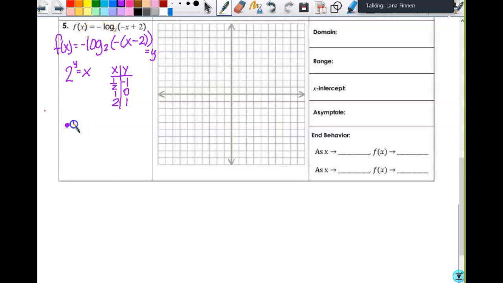This negative right here means I'm reflecting in what? This first one. X. It's affecting y, so I'm reflecting in x. Good. And then I have this other negative. It's inside of here with the x, so it affects the x, which means it's a reflection in the y. All right, so I got my negative, and that 2 means I'm going to the right 2.